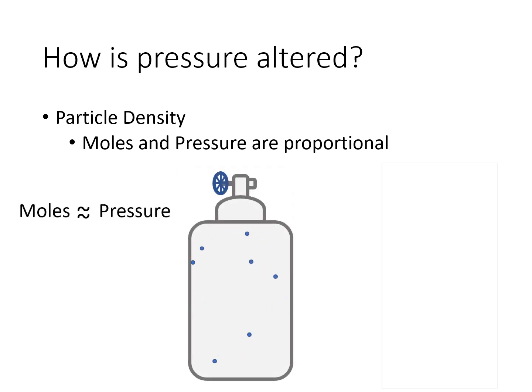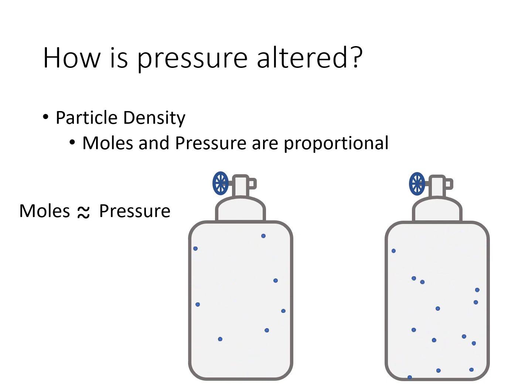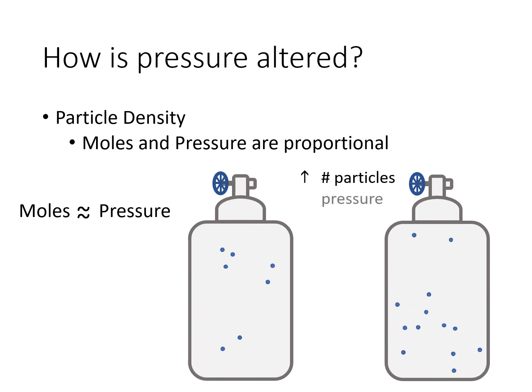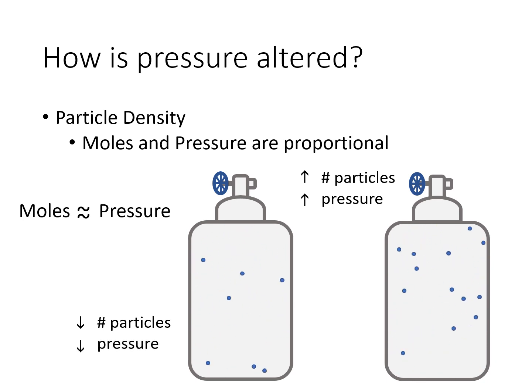So here's our tank with our particular number of particles. I believe there are 7 blue dots representing our gas particles moving around in here. But what if we had the same size tank, but this time we had 14 particles in there? Well, we know that pressure is created by particles colliding with the tank walls. Therefore, the more particles, the more collisions, and the more collisions, the greater the pressure. So with an increase in the number of particles, that is an increase in the number of moles, because that's how we count particles, is in moles, we're going to see an increase in the pressure. And the same is true for the tank with fewer particles. When there are fewer particles, there's going to be less pressure.